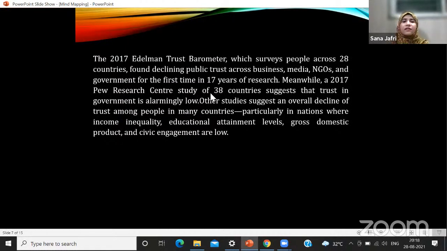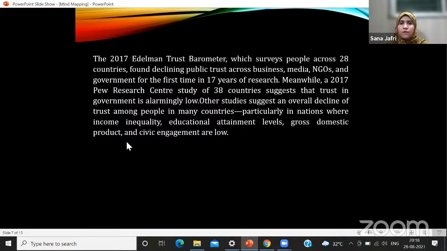And then they're quoting another research, वो भी बता रहा है कि trust in government is alarmingly low. पहले उन्होंने बोला कि in government, media, NGOs, business, इन सारी चीजों में. The second one is specifically talking about government. All right.